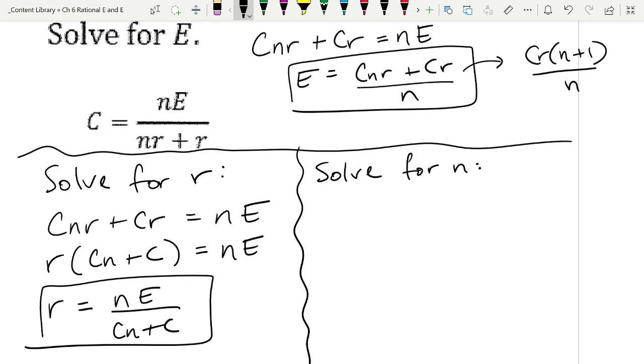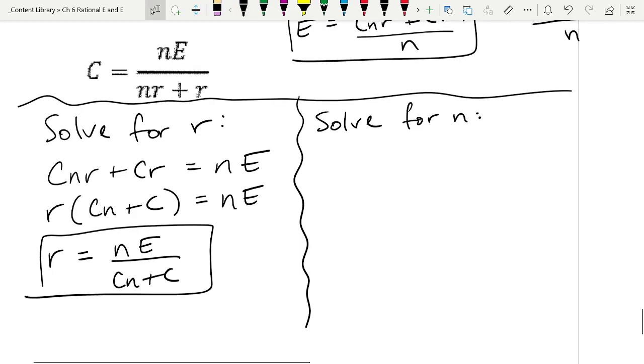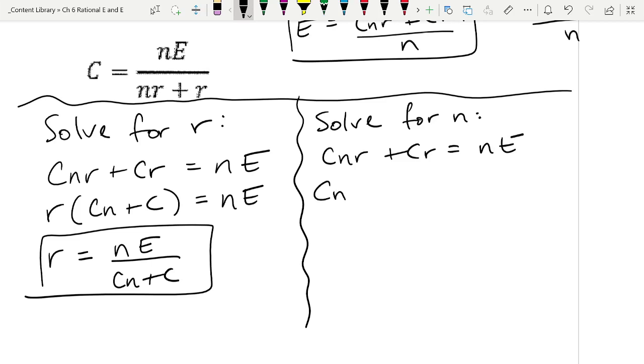Okay. Nothing wrong with that either, I suppose. Still the same thing. All right, so now let's try solving this for n. So the first step's still the same. I can't solve for a variable that's trapped in a denominator. So I still have to go c times n times r plus c r equals n times e. But now I have to put the n's together. So c times n times r minus n times e is equal to negative c times r.